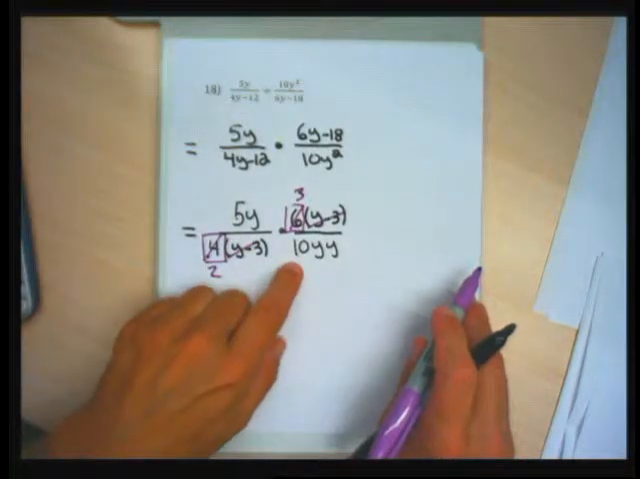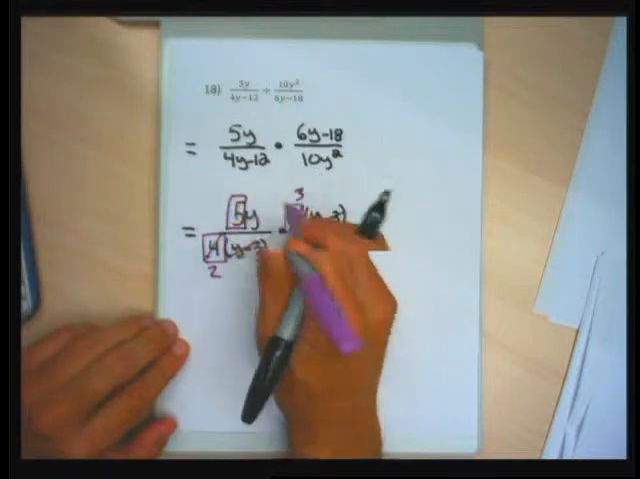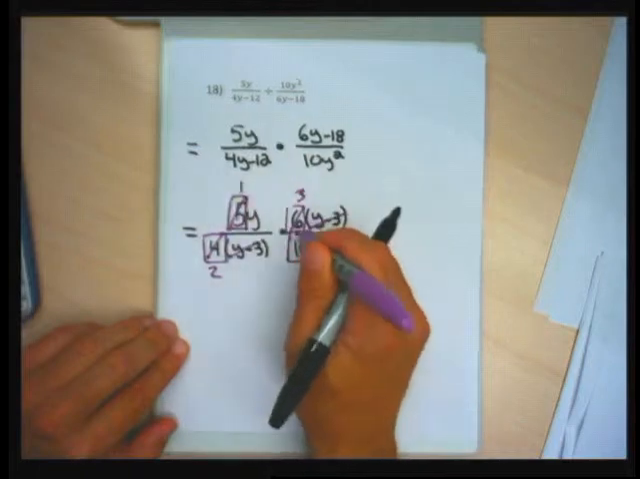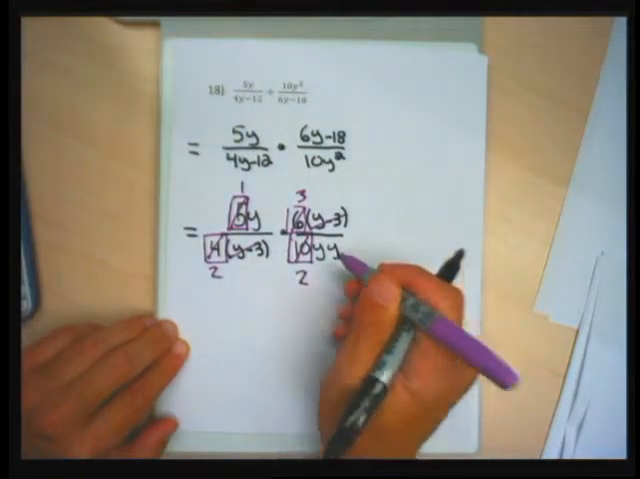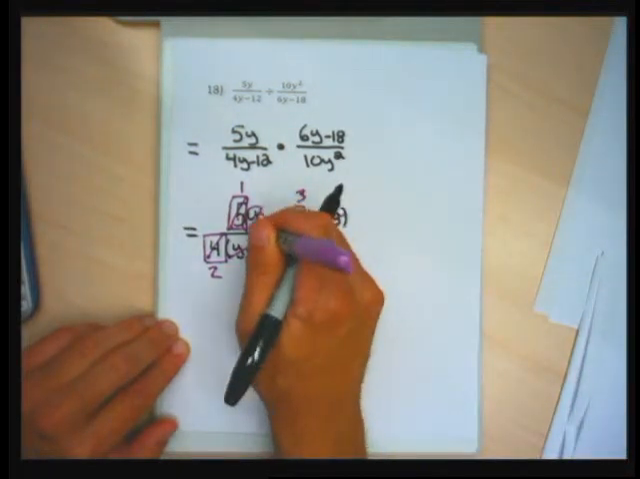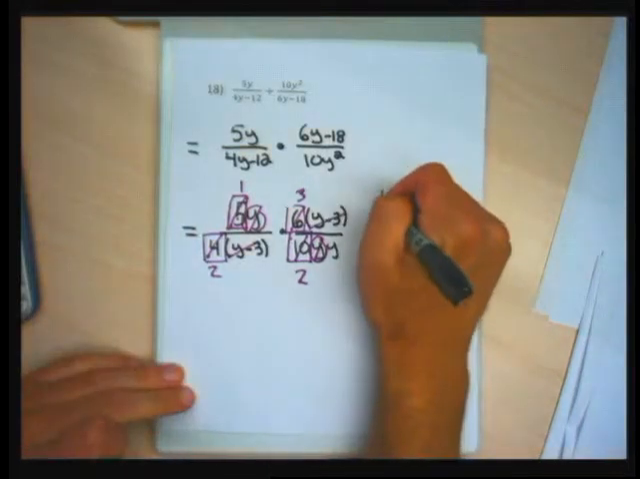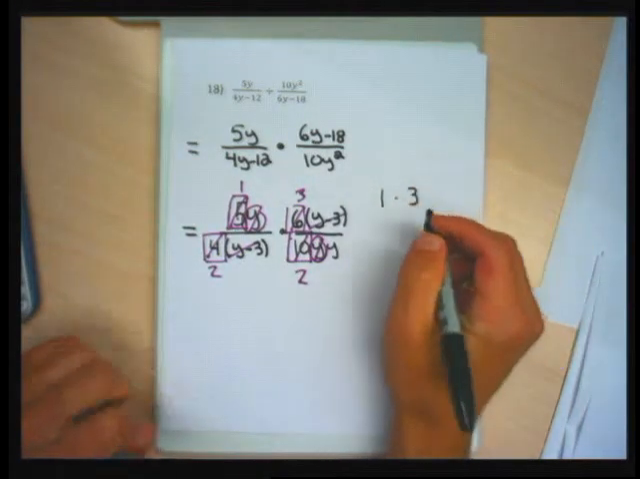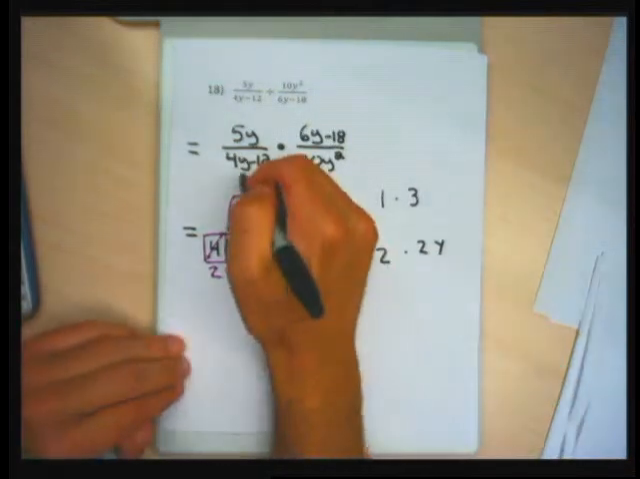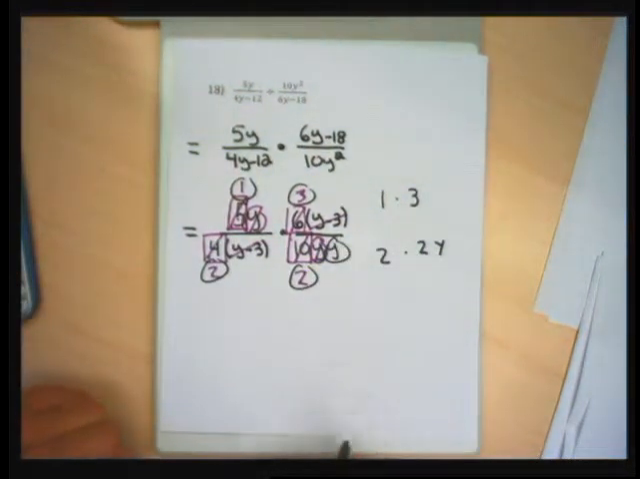Single numbers next to y's will cancel with single numbers next to y's. Single numbers meaning there's no plus or minus sign between them. So I'm going to cancel that 10 and that 5. 5 divided by 5 is 1. 10 divided by 5 is 2. A single y will cancel with a single y that's not part of an adding or subtracting. So cancel and cancel. What's left in the numerator that I haven't canceled is a 1 and a 3. In the denominator, there's a 2 and a y. So what's left after I do my canceling are those items.